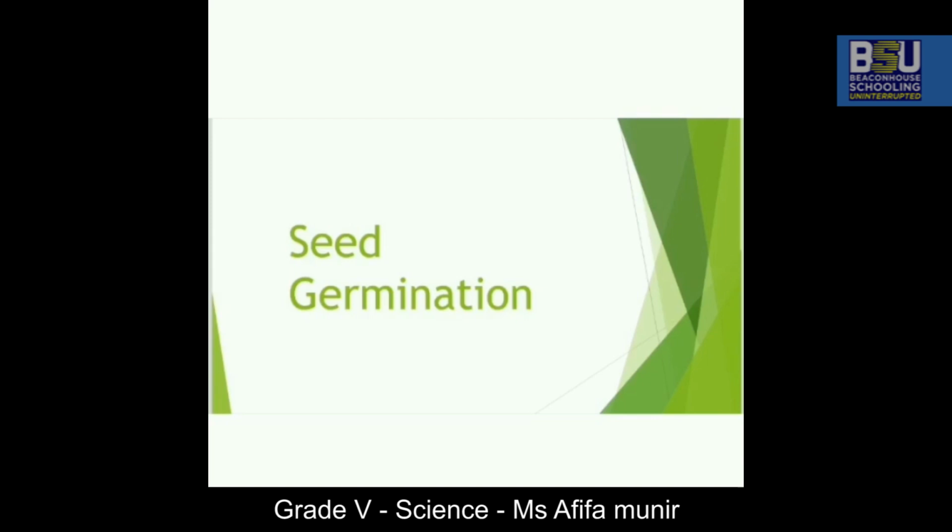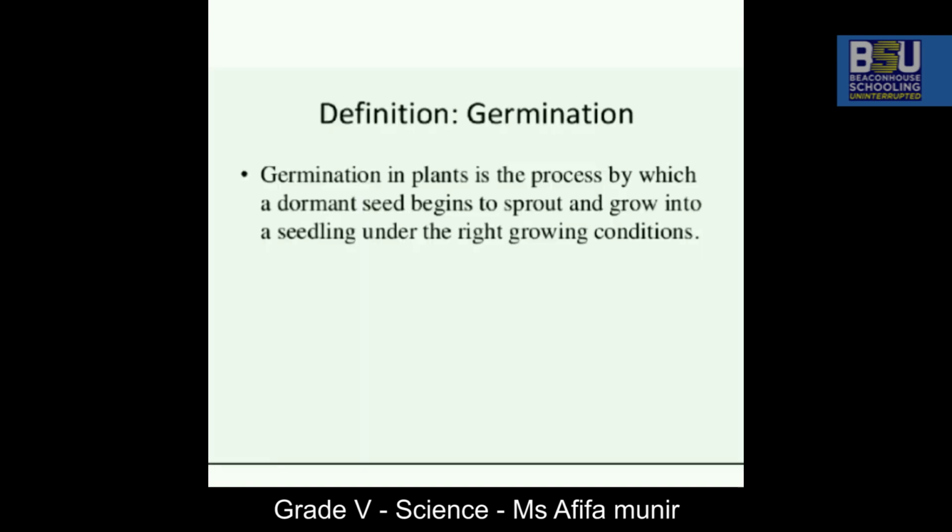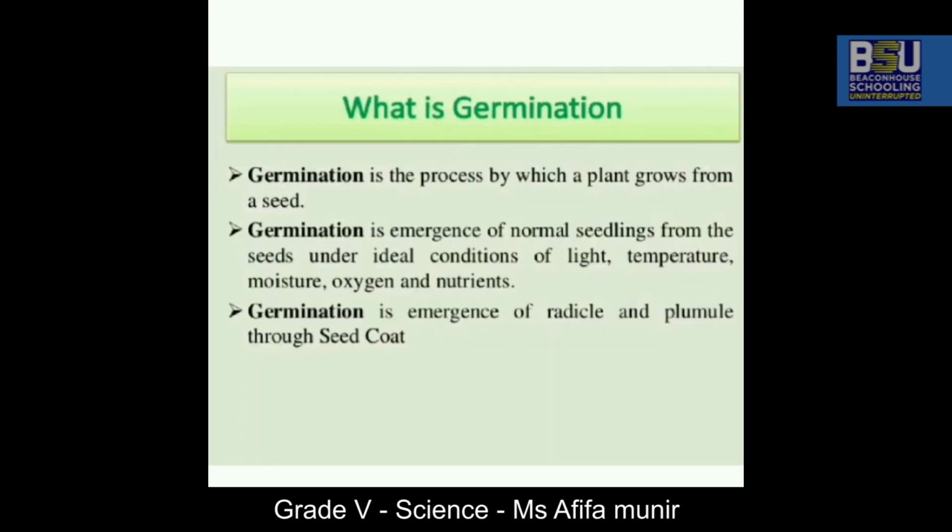Now comes the process of seed germination. How does a seed grow into a new plant? If we look at the complete cycle, there are different stages. Germination in plants is the process by which a dormant seed begins to sprout and grow into a seedling under the right growing conditions. In simple words, germination is the emergence of the radicle and plumule through the seed coat.